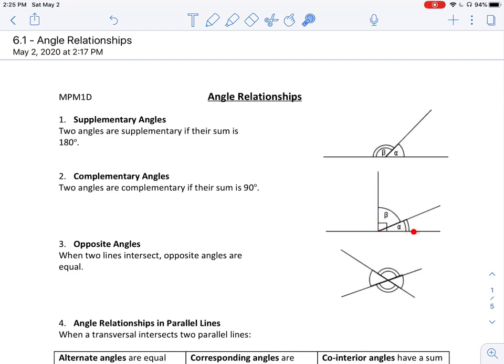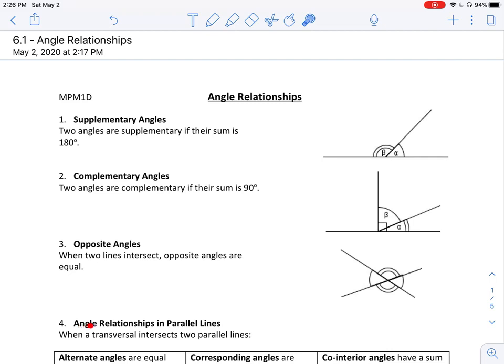So the way that I kind of try to remember the difference between supplementary and complementary is that complementary angles create a corner. So the complementary makes a corner for the 90-degree angle to fit in. Opposite angles, when two lines intersect, opposite angles are equal. So these two angles are equal, and these two angles are equal, or the exact same.